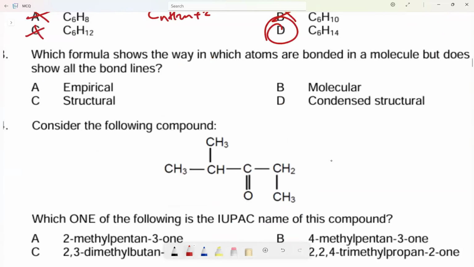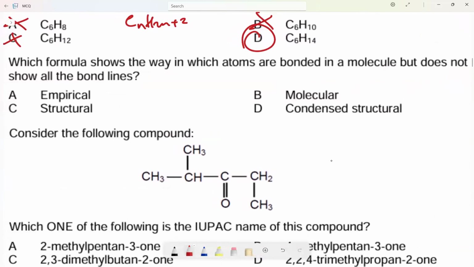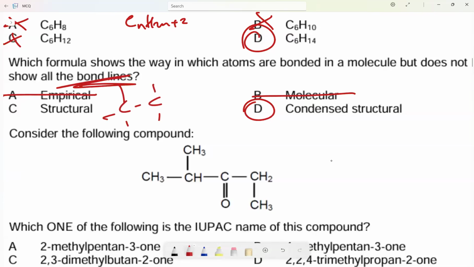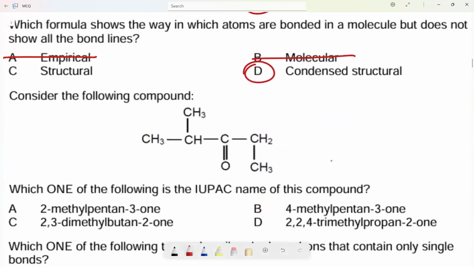How interesting is that? Which formula shows the way in which atoms are bonded in a molecule but does not show all the bond lines? Very interesting. We did this in the concept overview. It is not an empirical formula, not a molecular formula, but a condensed formula. Why? Because a structural formula shows me the bond lines. This one tells me it is CH3, CH2, CH2, CH3. Can you see it? It shows the way in which atoms are bonded in a molecule but does not show the bond lines. How interesting is that? Condensed.